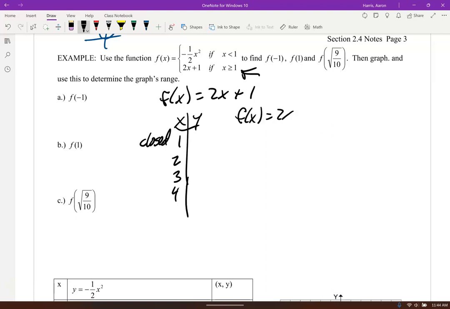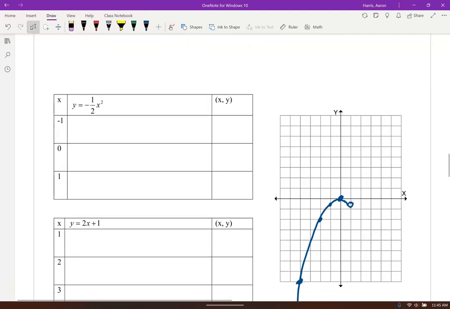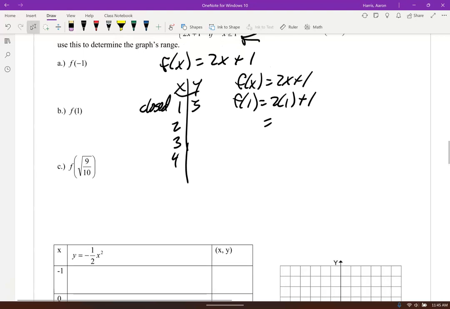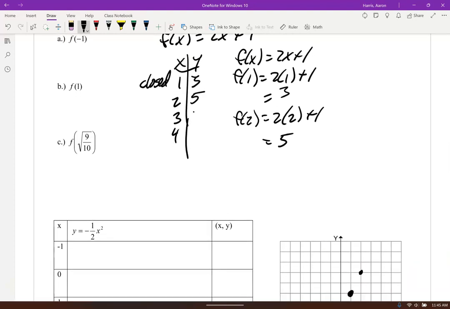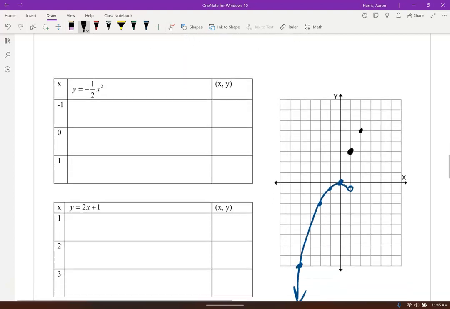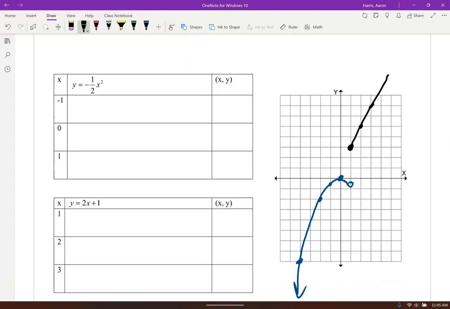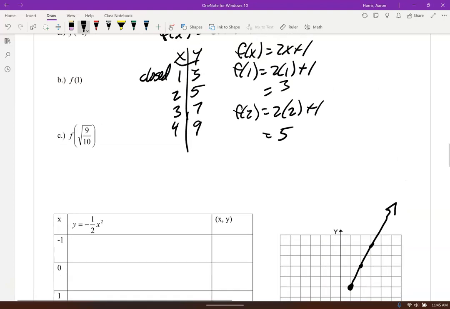So f of x equals 2x plus 1. Throw the 1 in. 2 times 1 plus 1. I got 3. So 1 comma 3 is closed. I'll plug in 2. So f of 2 would be 2 times 2 plus 1. I got 4 plus 1, 5. So 2, 5, and I could keep going with this, right? 3 would spit out 7, 4 spit out 9, and there's that line.